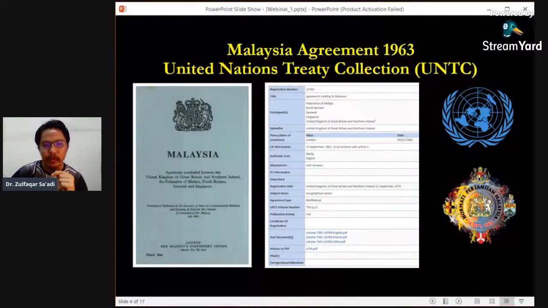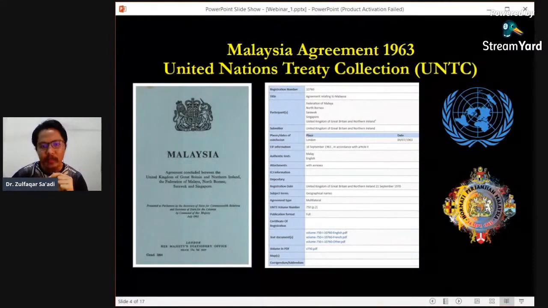The whole text is provided in English, from the articles up to Annex A until Annex K. It's all in English. But the Malay text is only provided for the agreement from Article 1 until Article 9 and the signatories. That is all in Malay. The annex of Malaysia Agreement is not in Malay.